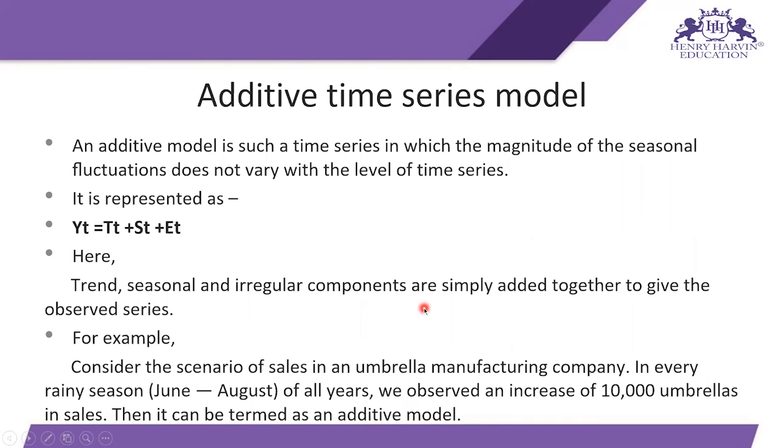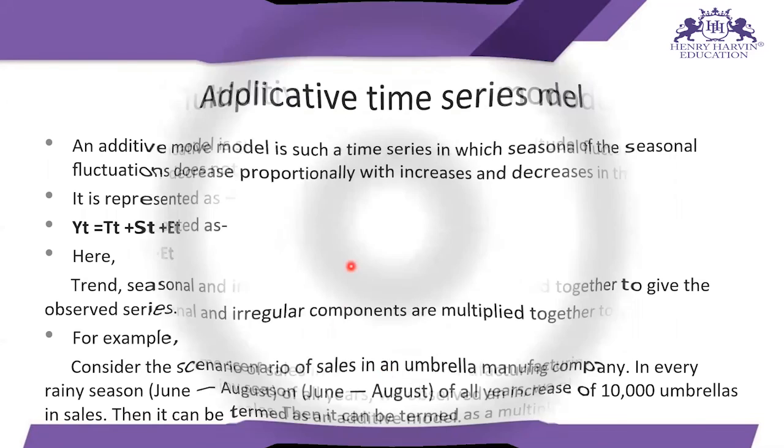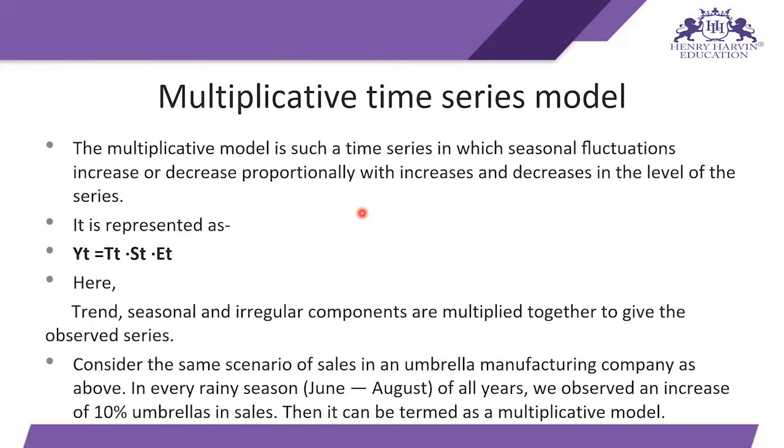So basically, the additive model is a time series in which the magnitude of seasonal fluctuation does not vary with the level of the time series. So it is going to be added year by year. The sales of umbrellas are getting increased by 10,000 umbrellas year by year. If it is increasing by some fixed value, then we can say it is an additive time series model. Next is the multiplicative time series model.